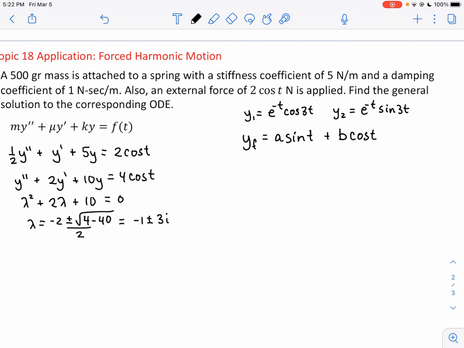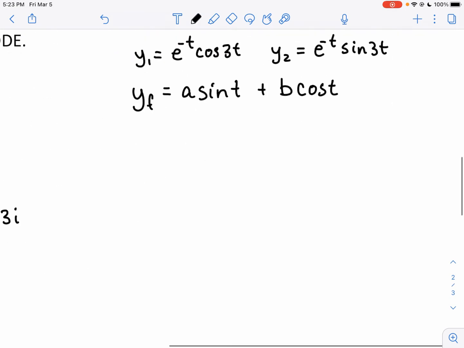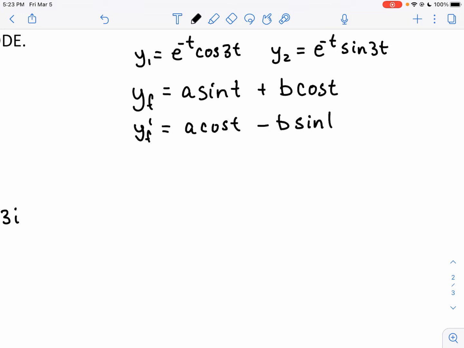You may want to refer to your notes for the method of undetermined coefficients to make sure that you're setting up this template correctly. So now we're going to use this and do a few derivatives and then plug it back into this differential equation right here to figure out what a and b have to be. So the first derivative, y sub f prime, is going to be simply a cosine t minus b sine t. And the second derivative, y double prime, will be negative a sine t minus b cosine t.